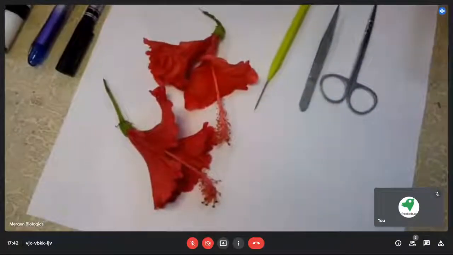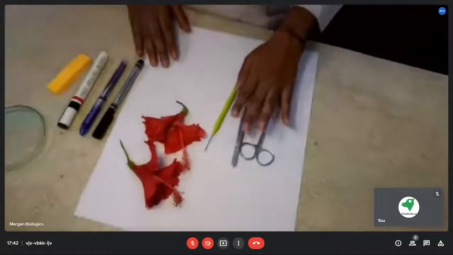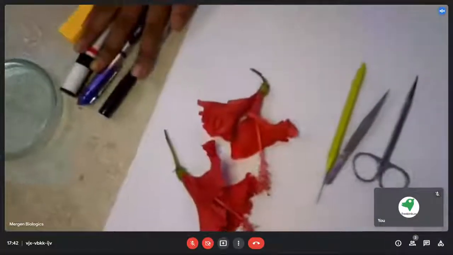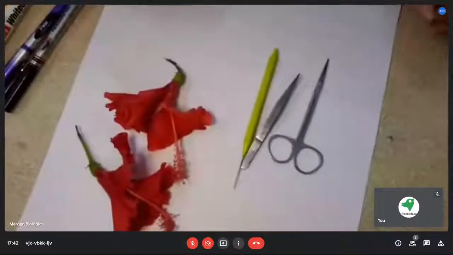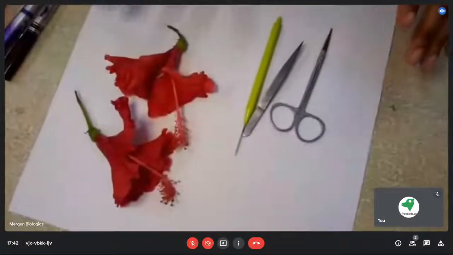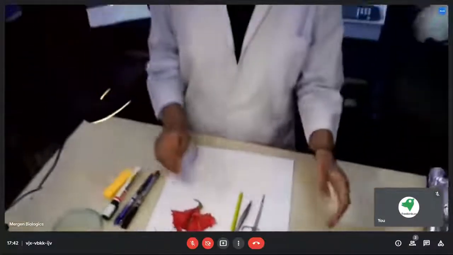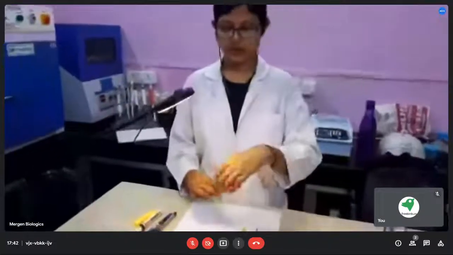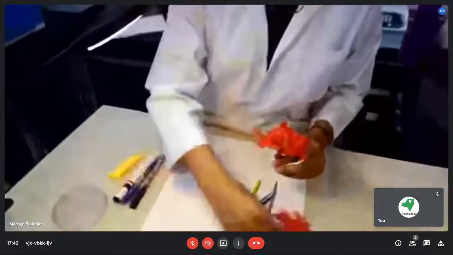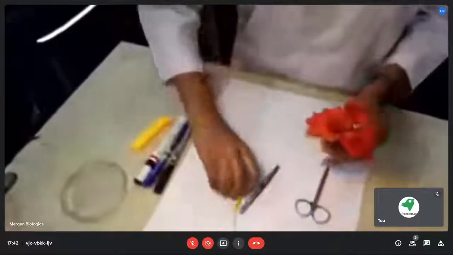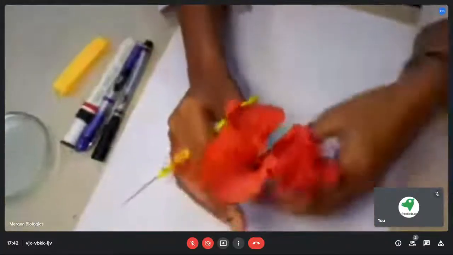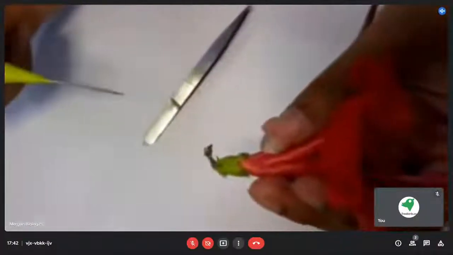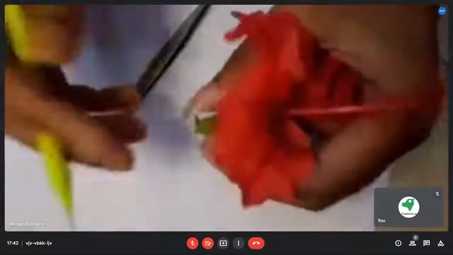And for the other materials, that is one scissor, one forceps, one needle, and some pen, just to label all the parts that we are going to dissect. So to start with the flower, I have taken one flower. As you can see, the flower has different parts.